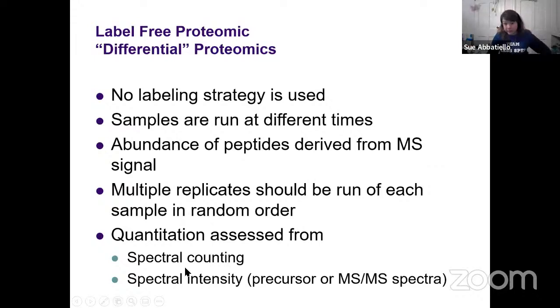Ideally, necessarily, multiple replicates should be run of each sample in random order so that you are 100% sure, or very high percentage sure, that the changes that you see are related to biology and not a poor injection or bad electrospray. So you want to make sure the technical variability is assessed by doing replicates. And then the quantitation is assessed from a number of varieties of options. Spectral counting is one, spectral intensity, extracting the MS1 or the MS-MS signal if you're doing DIA. And that basically is how that works.